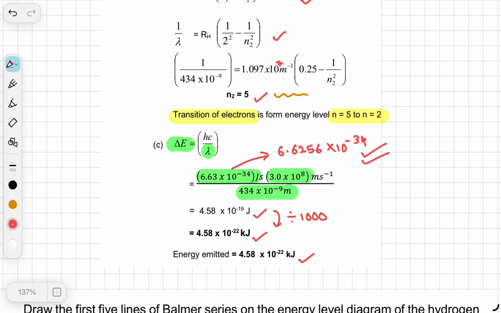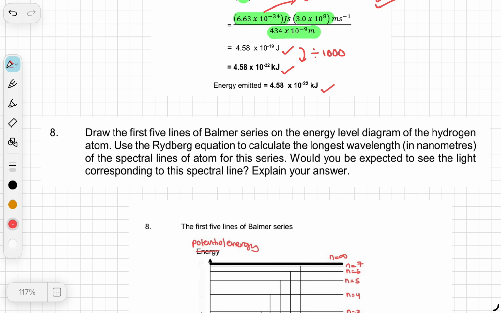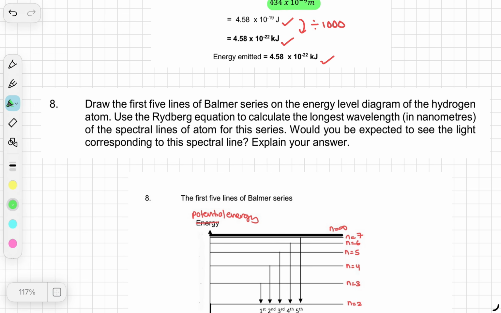Okay, right. Let's go on to the next question, question number 8. A long question. Let's read together. First 5 lines in Balmer series. Draw the first 5 lines in the Balmer series on an energy level diagram. Next, use the Rydberg equation. They want you to specifically use the Rydberg equation and calculate the longest wavelength in nanometers. Next would be, would you expect to see the light corresponding to the spectral line? Explain your answer. So there are 3 questions in this one paragraph question.